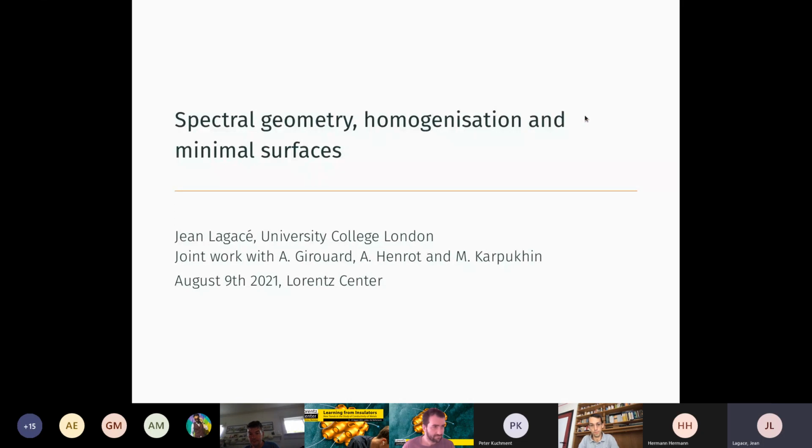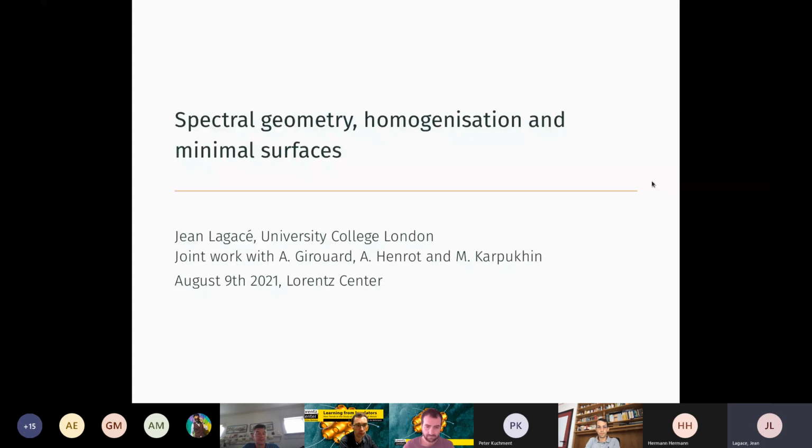The talk is titled Spectral Geometry, Homogenization, and Minimal Surfaces. The goal by the end of this talk is to clarify what all of these things are, how they're related together, and what can we say about each of them from the other one. So this is based on joint work with Alexandre Giroir from Université Laval, Antoine Henrault from the Institut Élie Cartan de Lorraine, and Michel Karpoukin from Caltech.